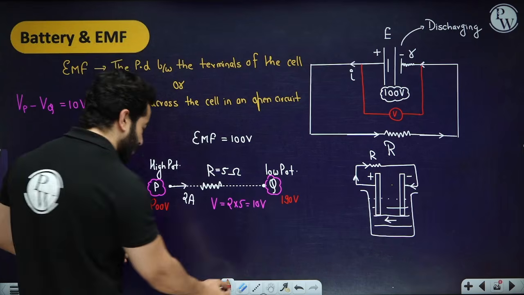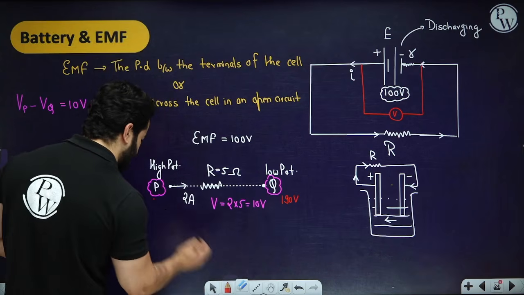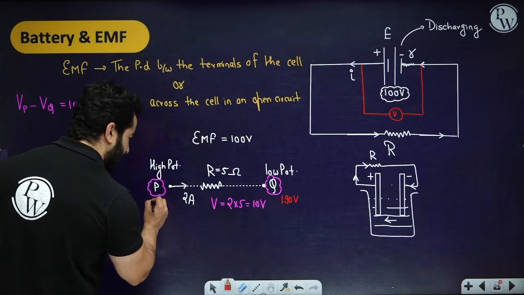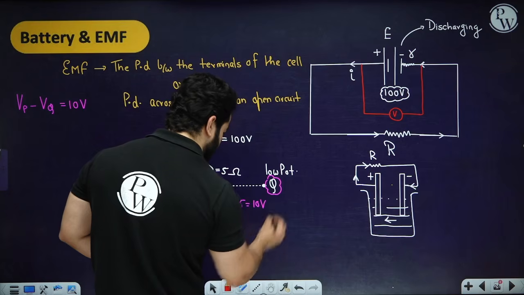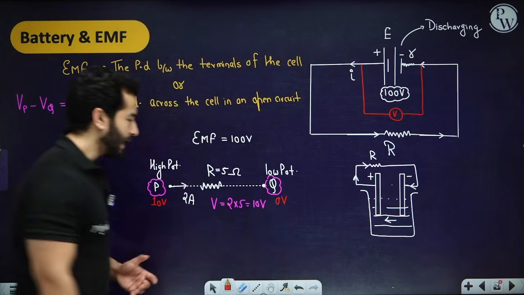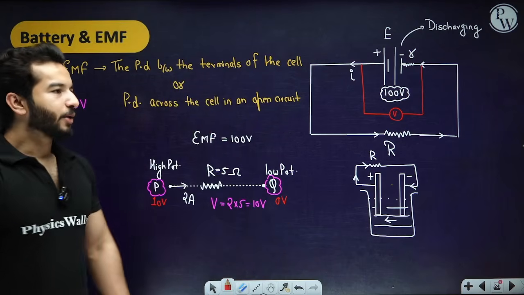Usually what we do is we just say, okay sir, let's suppose that this is, if this is 10 volt, then what will happen? So I'm going to say that this will become 0 volt. That's it. Are you getting it?